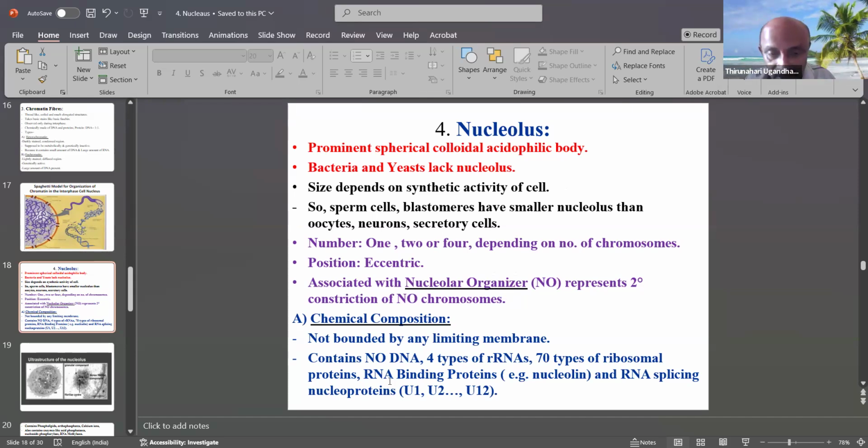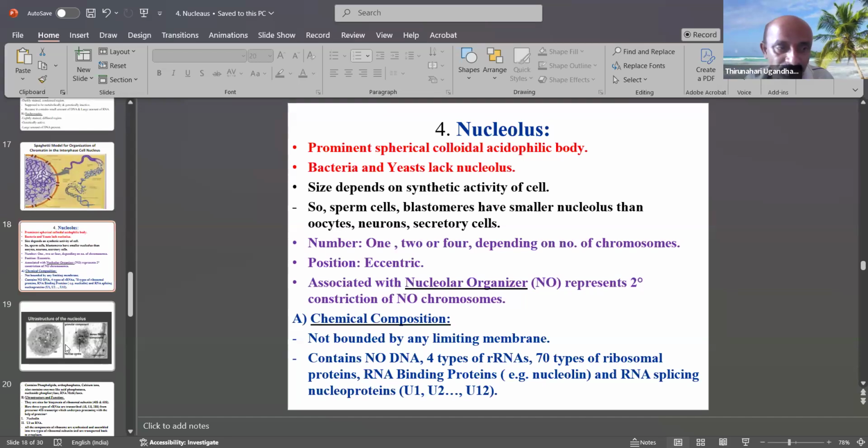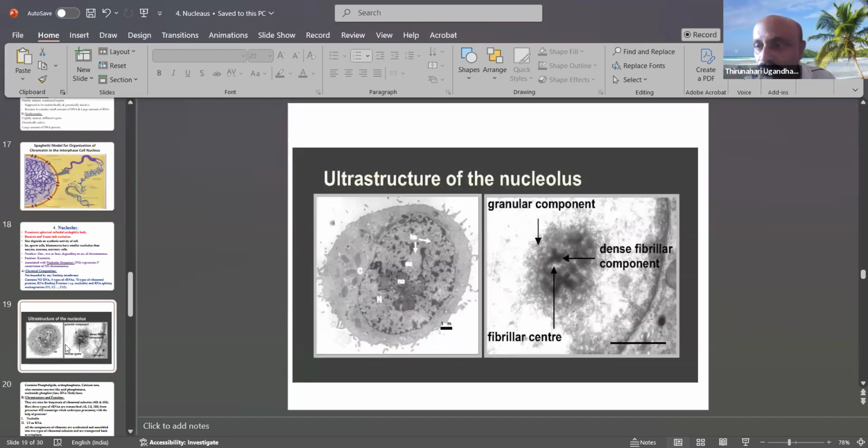It contains rDNA, 4 types of rRNAs, 70 types of ribosomal proteins, and RNA binding proteins, for example nucleolin, and the RNA splicing nucleoproteins U1, U2, U3 up to U12. These are important structures of the nucleolus. This is the ultrastructure of the nucleolus. Then there are granular components, dense fibrillar components, and the fibrillar center, which is round in shape.